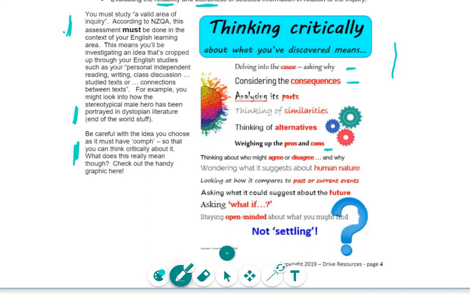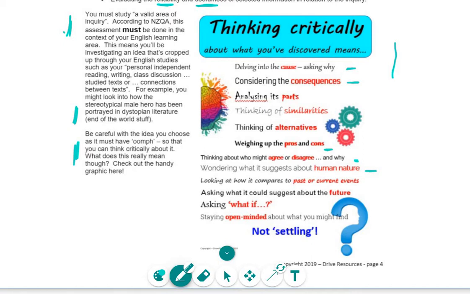Thinking about who might agree or disagree. This group might say this, however, the other group might disagree because, and so on. What does your idea suggest about human nature, for example?